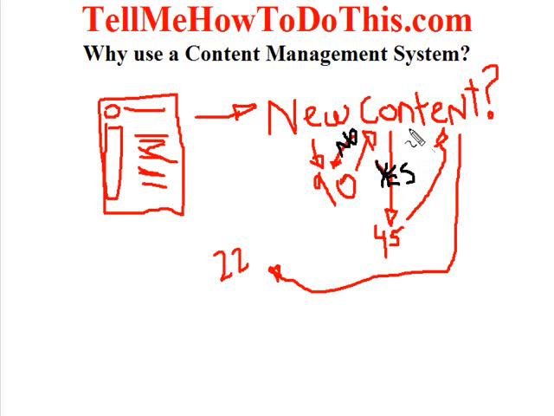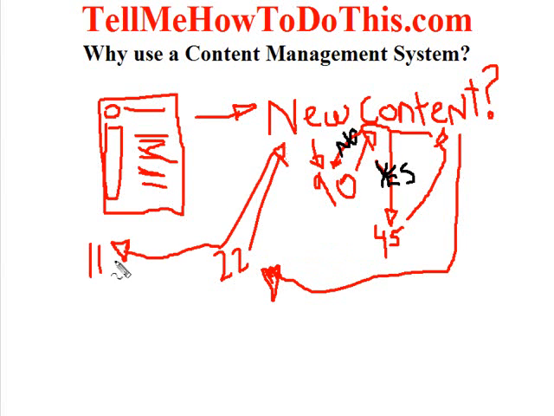If the answer is no, you're likely going back into the 90-day bucket. So Google comes around at 22 days and they ask the same question, new content? If the answer is yes, you're going into the 11-day bucket. If the answer is no, you're going back into the 45-day bucket. And the process goes on and on again until you end up getting indexed.